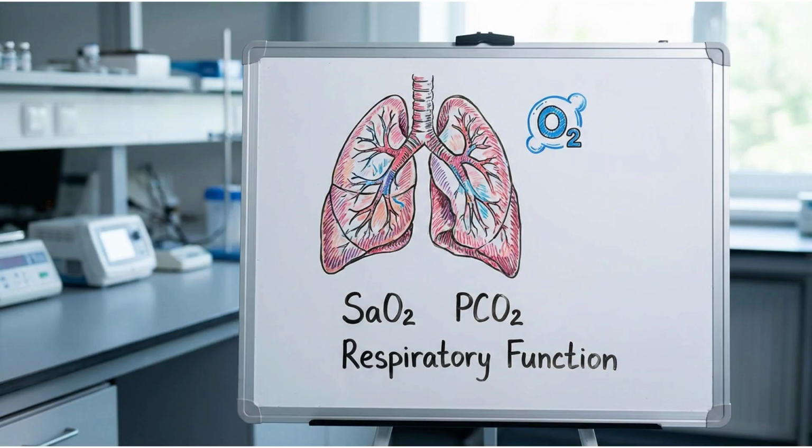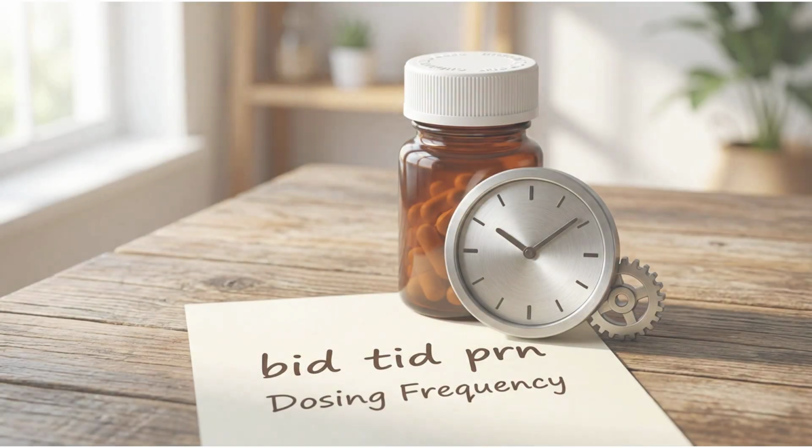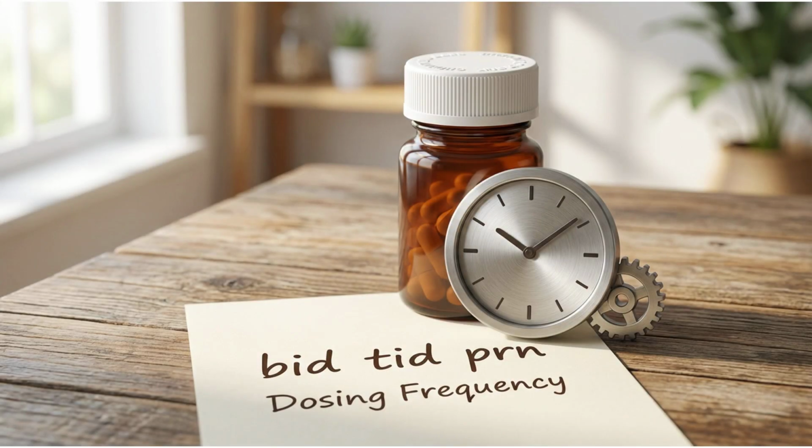Respiratory function is monitored using specific abbreviations, like SaO2, which indicates arterial oxygen saturation, and PCO2, representing the partial pressure of carbon dioxide. These abbreviations are key indicators of how well a patient is breathing and exchanging gases, providing immediate insights into their respiratory status during critical care.